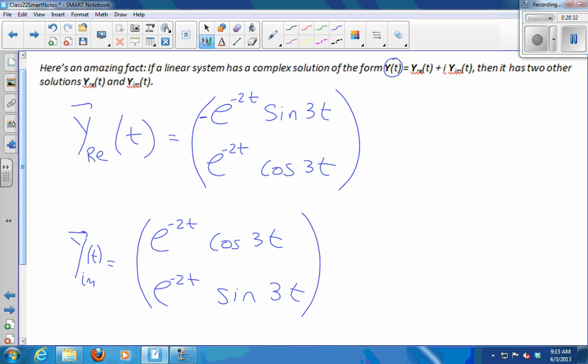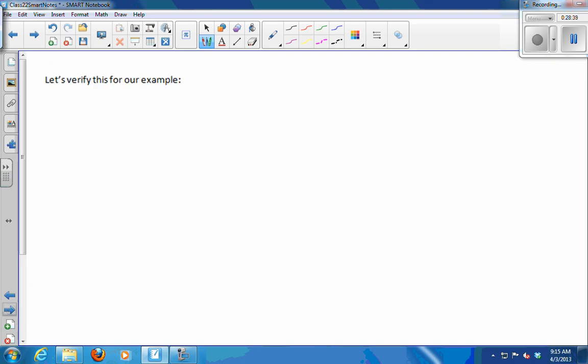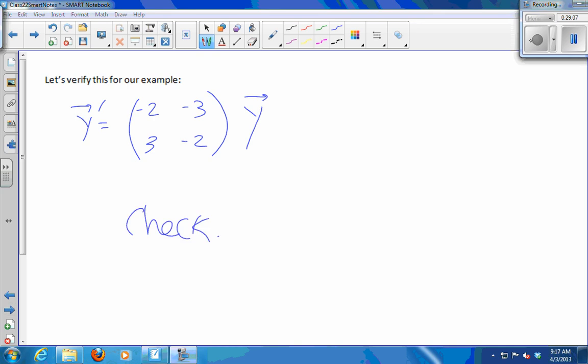Okay, so let's prove it. Let's prove to ourselves for this particular case that these are both solutions. Verify for our example. This is a good thing that you could do in your groups. Show that both of those two solutions are solutions to the original system. Okay, show that our two particular solutions make this true. It works, okay?